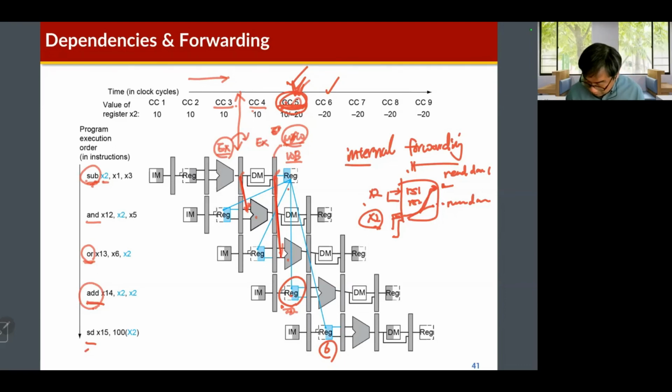So what does that mean? We assume that if the timing of a register read is the same as the timing of a register write, then the register file supports internal forwarding. But for the AND and OR instructions, the result of the sub instruction should be forwarded from the pipeline registers. So we need to implement this data forwarding path in our pipeline architecture.